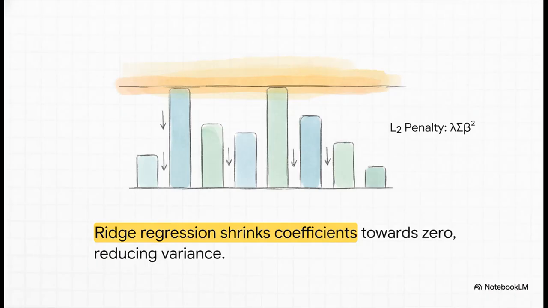What ridge does is it adds a penalty to the model fitting process. This penalty is based on the sum of the squared values of all the coefficients. Now, what does that actually do? It forces the model to keep the coefficients small. It shrinks them towards zero. This has a fantastic stabilizing effect, especially when you have collinearity, and it dramatically reduces the model's variance. It sort of puts a budget on how big the coefficients can get, but it very rarely forces any of them to be exactly zero.